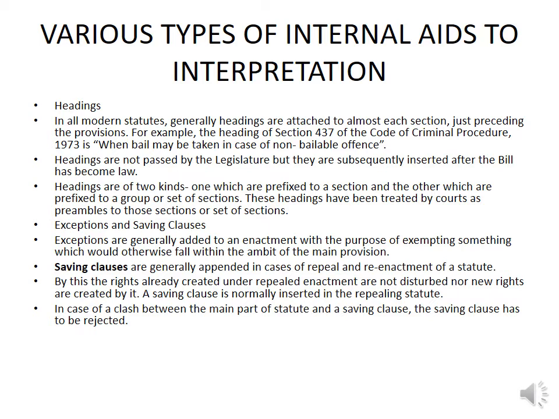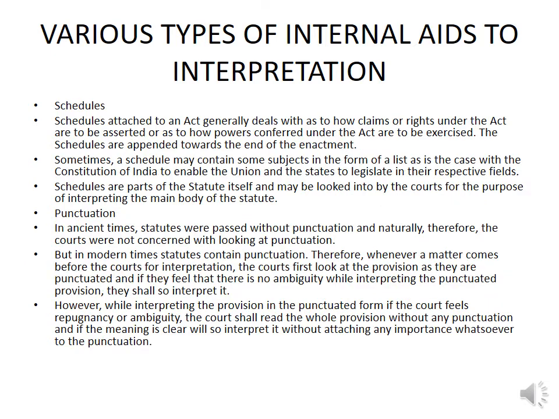Now, exception and saving clause. Exceptions are generally added to an enactment with the purpose of exempting something which would otherwise fall within the ambit of the main provision. And saving clauses are generally appended in case of repeal and re-enactment of a statute. By this, the rights already created under the repealed act are not disturbed, nor are new rights created by it. A saving clause is normally inserted in the repealing statute. In case of a clash between the main part of the statute and the saving clause, the saving clause has to be rejected. I hope this is clear to you.